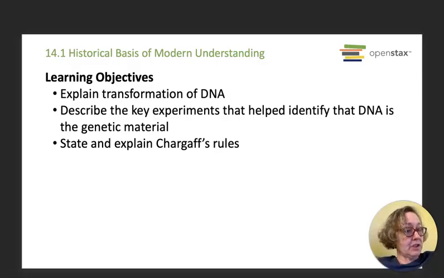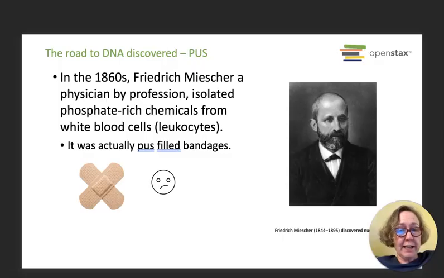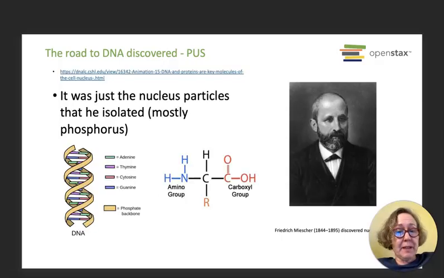Okay, let's start out with Friedrich Miescher. He was a physician by profession, and he isolated phosphorus-rich chemicals from white blood cells. So what he really did was study pus. Lots and lots of pus. So much pus. Essentially, what he isolated was just the nucleus particles.